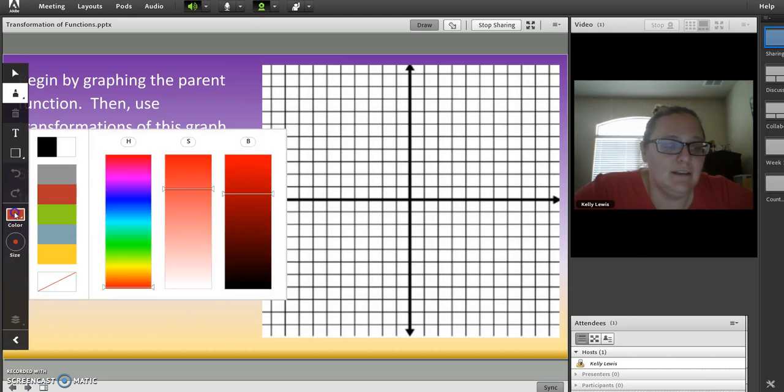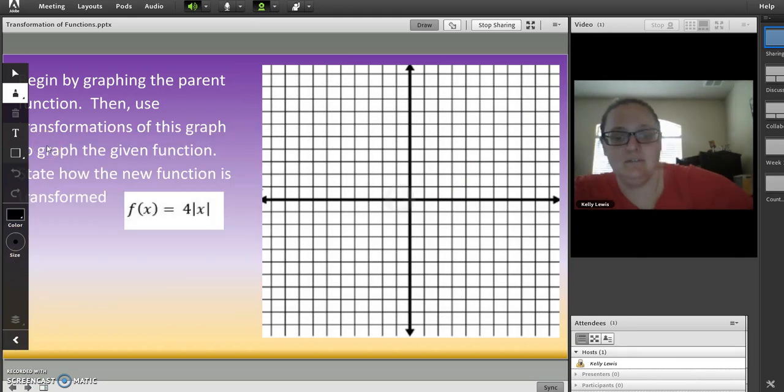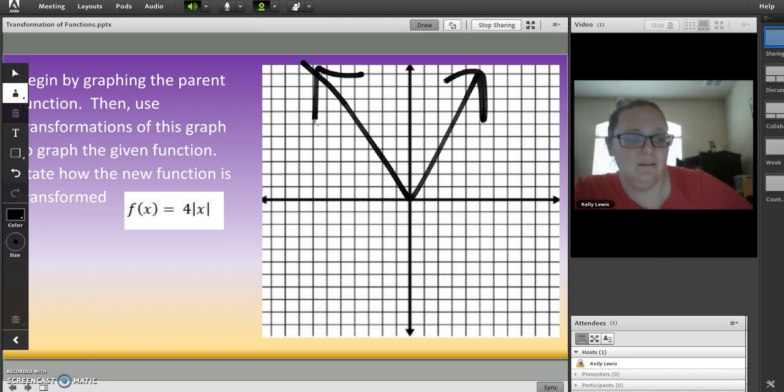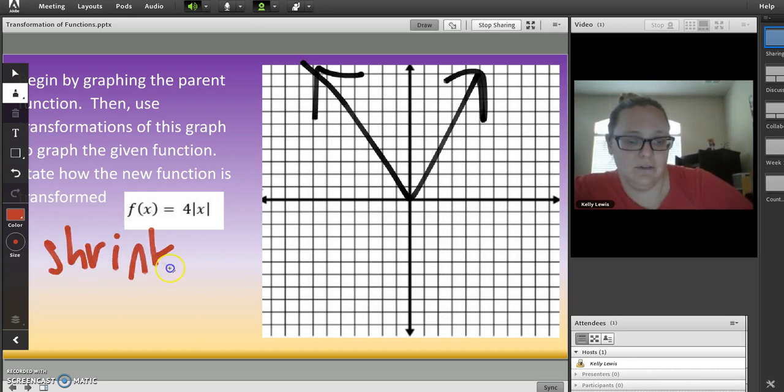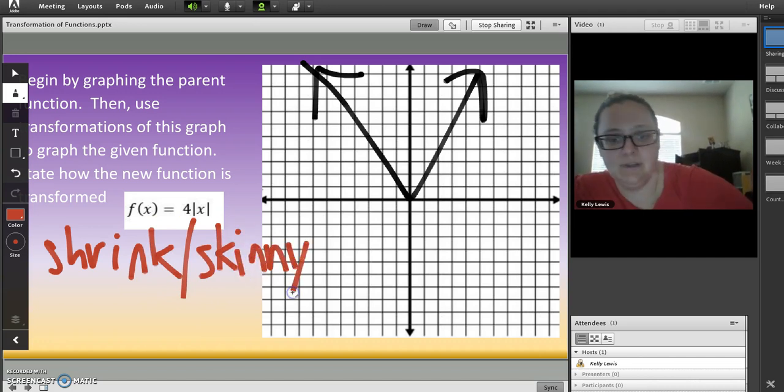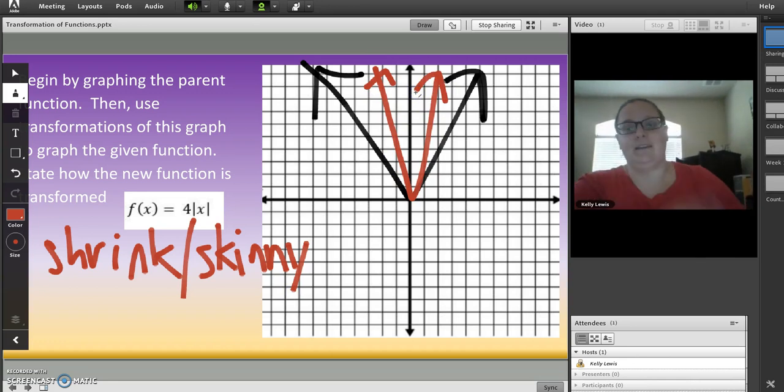And now we have 4x. So the parent function for absolute value is this. 4x is going to make it shrink or get skinny, however you want to think about it. So he's going to look like this guy. And I want to show you on the graphing calculator.